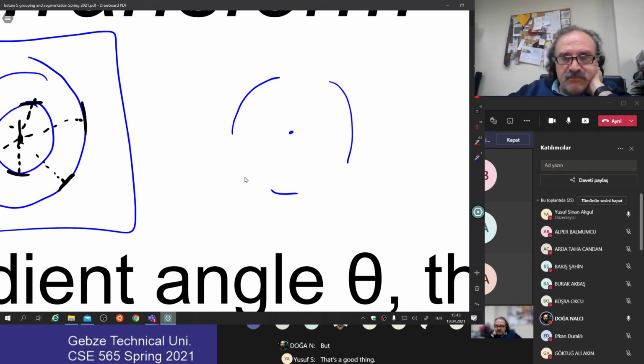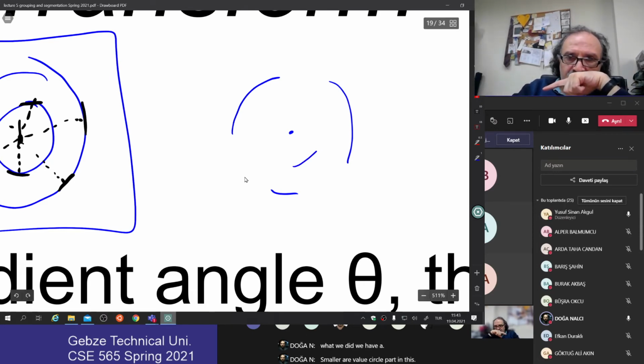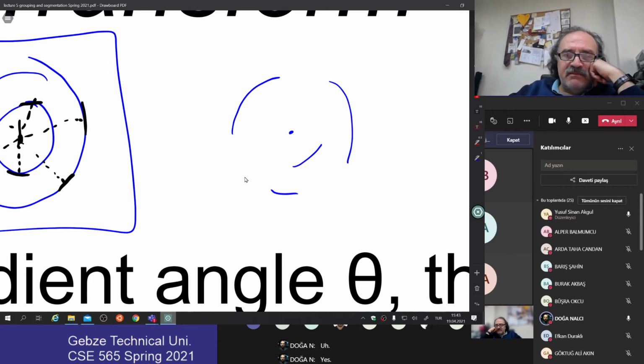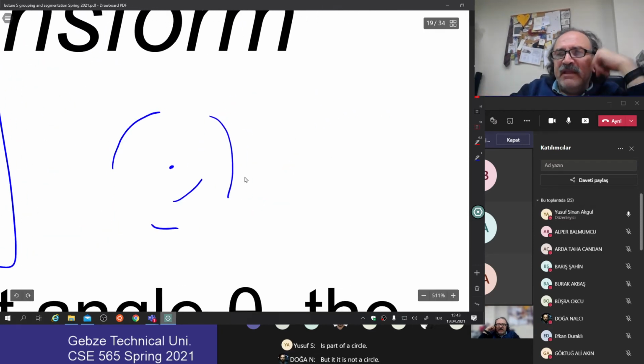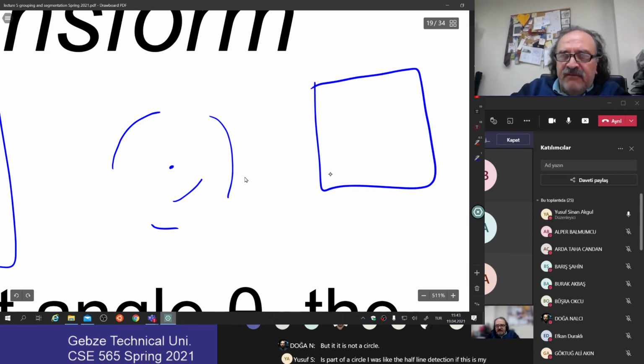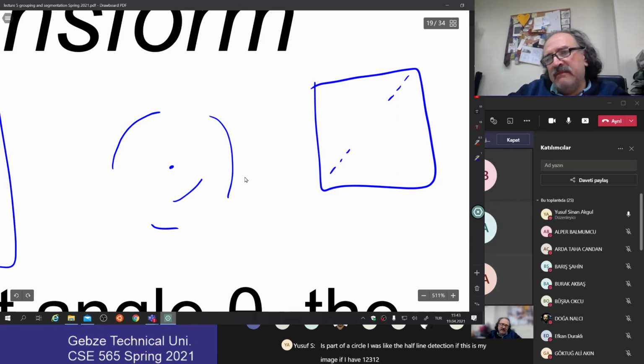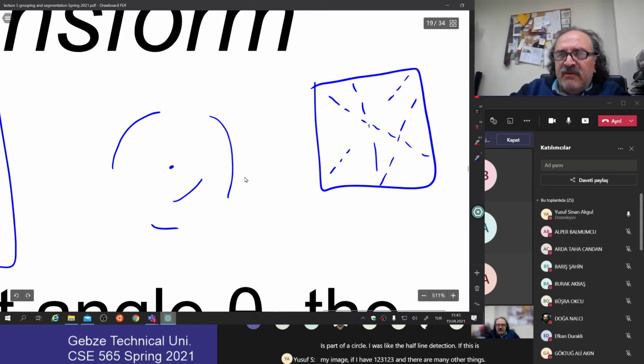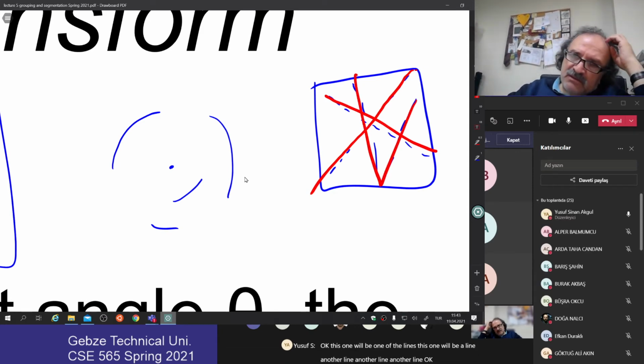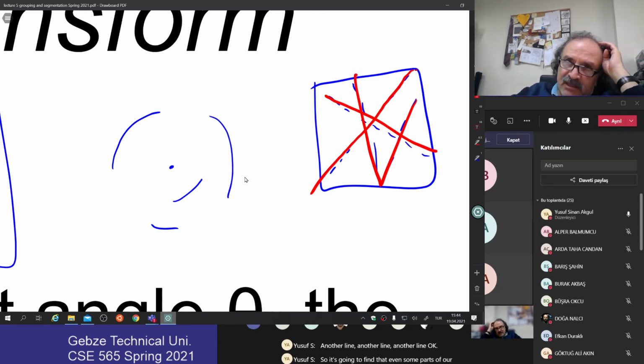But if we have a smaller R value circle part in this, yes, it will find it, but it is not a circle. It's part of a circle. I mean, it's like the half line detection. If this is my image, if I have 1, 2, 3, and 1, 2, 3, and there are many other things, this one will be one of the lines. This one will be a line, another line, another line, another line. So it's going to find it even if some parts are missing, and that's a good thing.